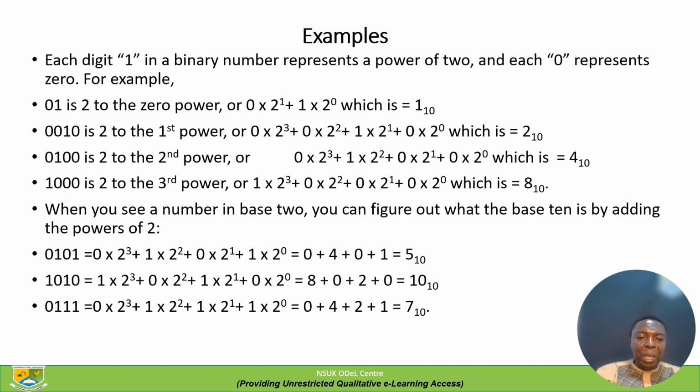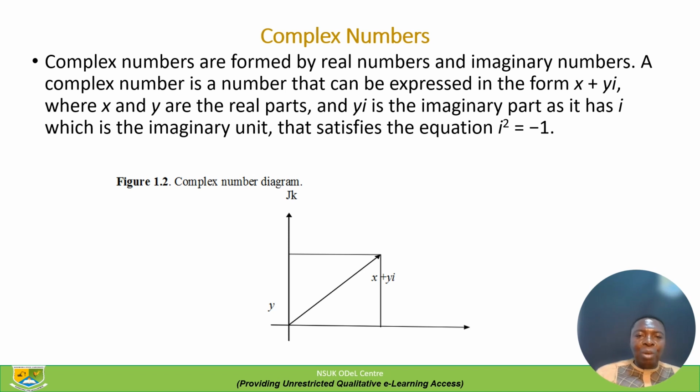So you can pick the next example. 1010 is equal to 1 times 2 to the power of 3 plus 0 times 2 to the power of 2 plus 1 times 2 to the power of 1 plus 0 times 2 to the power of 0, which is equal to 8 plus 0 plus 2 plus 0, which is 10 in base 10. And this example continues. So let's look at the complex number.